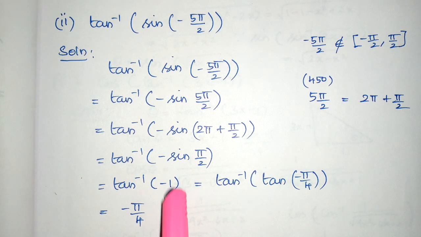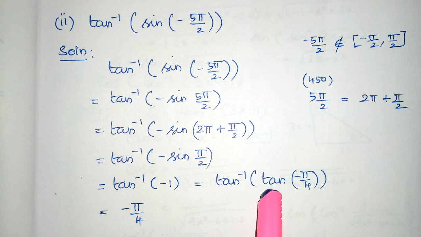So minus 1 can be replaced by tan minus pi by 4, because since I have tan inverse here, I must write tan of something, isn't it? So tan minus pi by 4. So tan and tan inverse cancel. So minus pi by 4 is the answer.